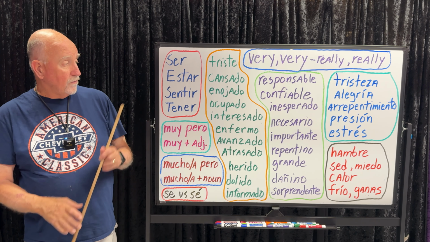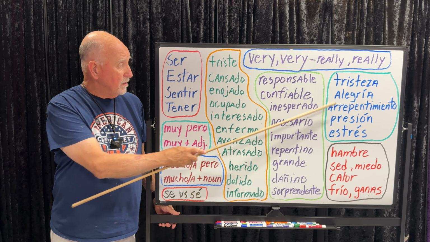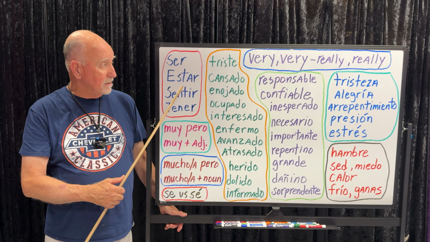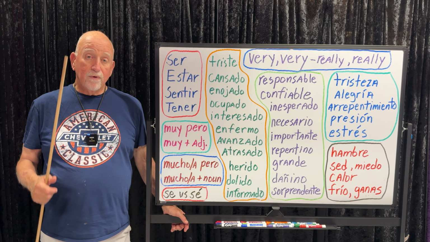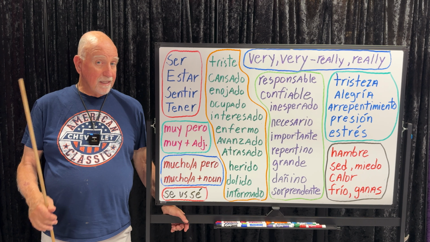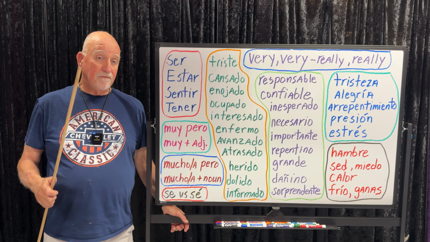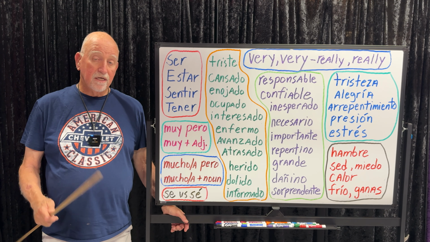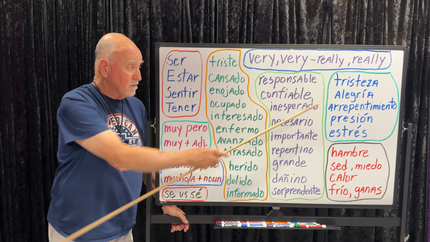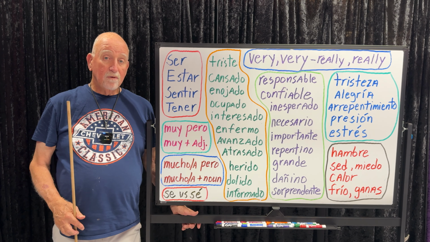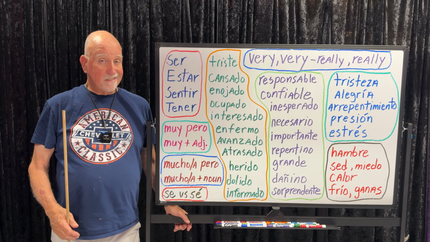Okay, our third cluster up here, these are nouns. We're going to use the verb sentir in the present tense. I feel really, really sad, but we're going to express it with a noun here. Literally, I feel much, much sadness. Here we're going to use mucho or mucha, because these are nouns. So it would be siento mucha, pero mucha tristeza.